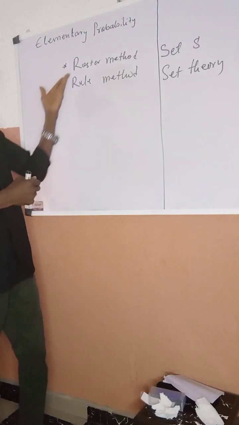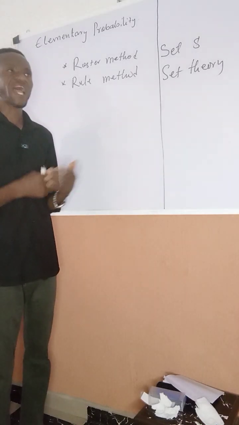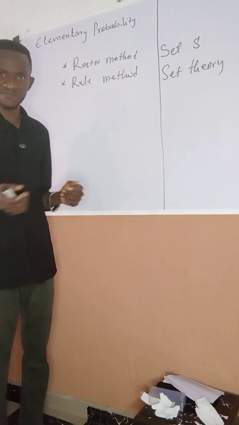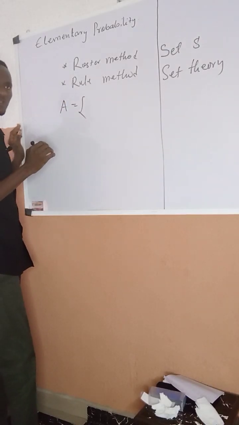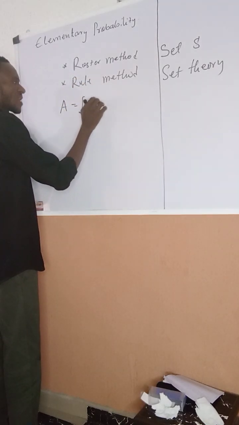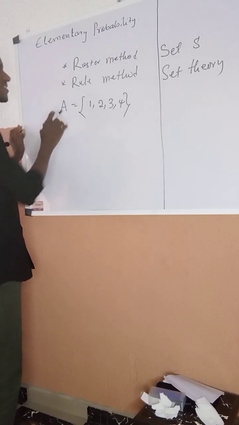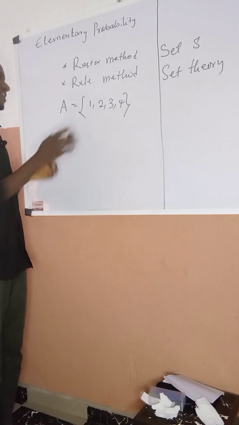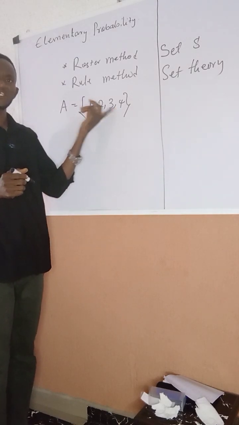For instance, if we are talking about the roster method and one says, let a set A be a set that contains all the positive integers between 1 and 4 inclusive. The person is going to write that set A. It contains all the positive integers between 1 and 4 inclusive. So I'm going to have 1, 2, 3, 4. These are the members of this set. It was possible for us to represent this set because the members of this set aren't many. It's just 1 to 4.